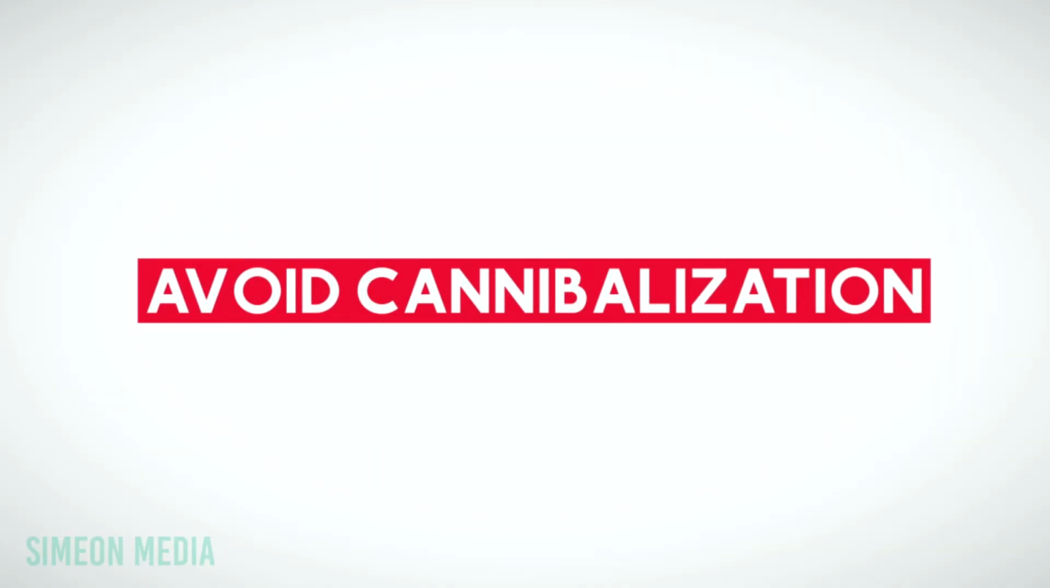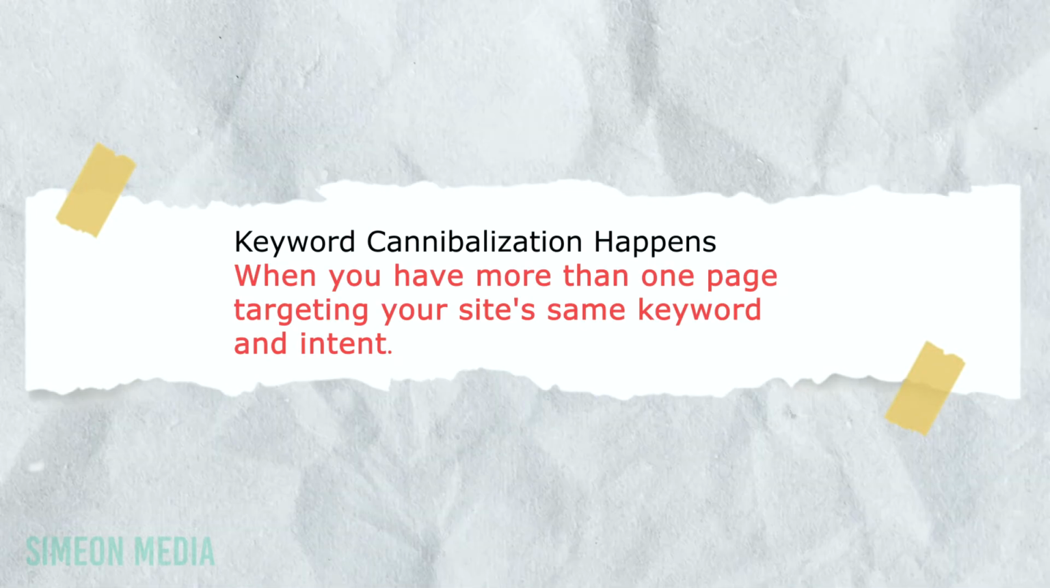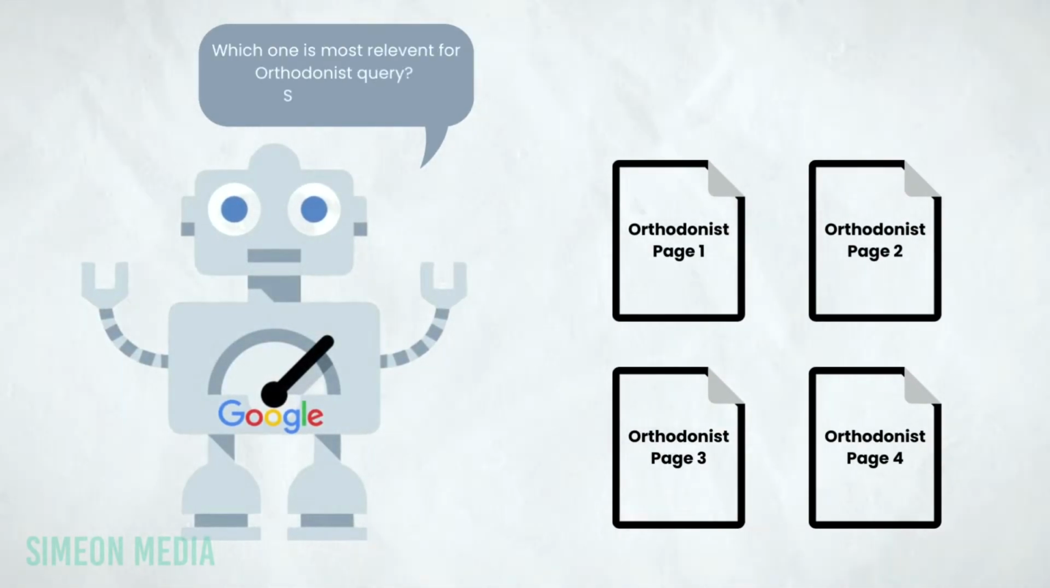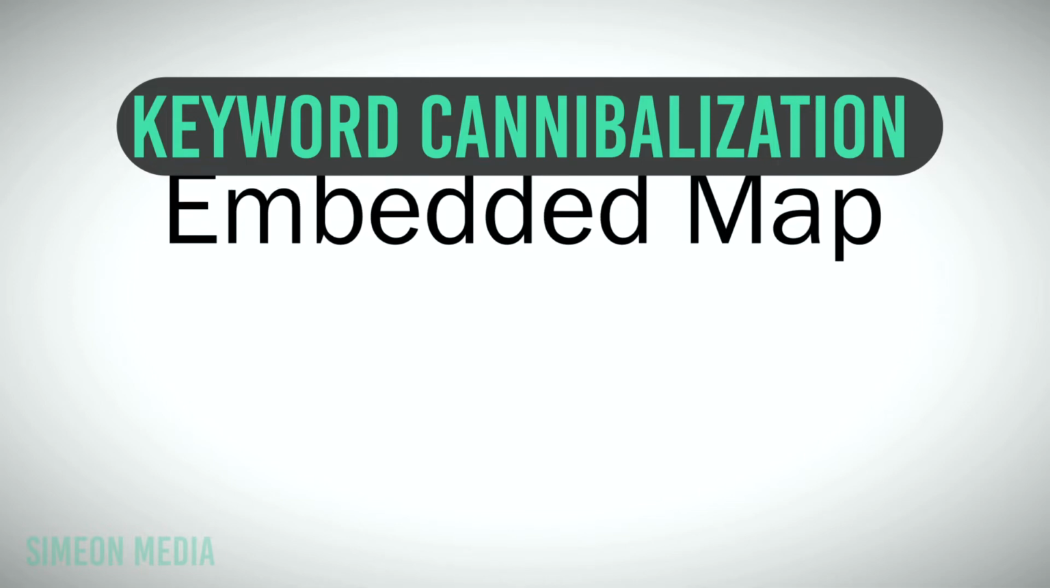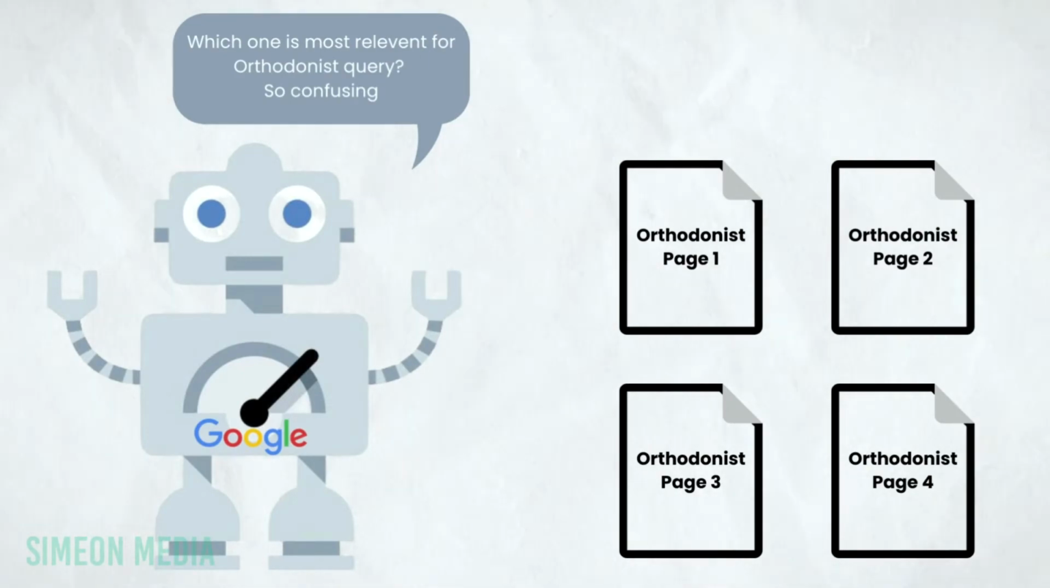Avoid cannibalization. Keyword cannibalization happens when you have more than one page targeting your site's same keyword and intent. One of the 2 pages affects the other's ability to rank, and as a result, neither page will perform as well as it should. In other words, non-location pages should not target location keywords. Check main local elements of the page, such as embedded map, page title, H1 tag, etc. Cannibalization is often overlooked by business owners and even SEOs as a hindrance to higher map rankings. I have seen many GMBs gaining multiple ranks higher just by correcting the cannibalization issues.